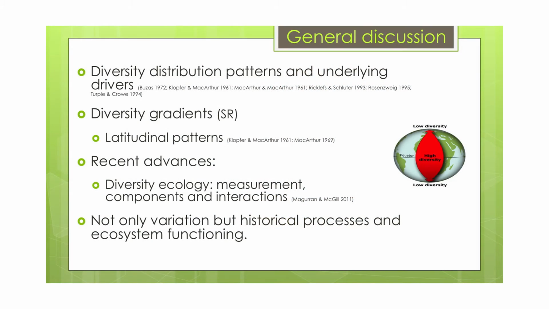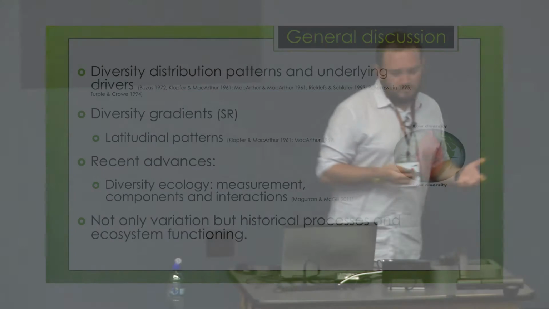So just as a general discussion, and I'm going later into more details of how we apply this. Part of the main goals of this work is trying to understand, and it's been one of the goals of ecology for a long time, the distribution patterns of diversity and what the underlying reasons explaining these variables are.